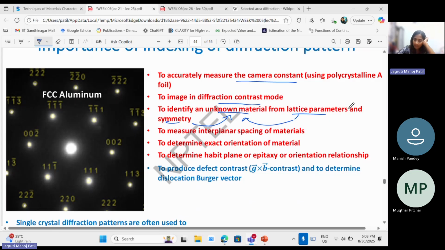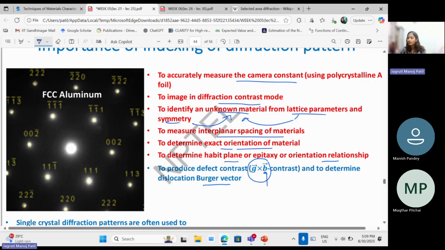And then they can measure the interplanar spacing of the materials, the exact orientation of it, which particular plane or axis it's following. Now you have this particular vector here, the cross product of two vectors, and that will tell you about the dislocation contrast. This is called the dislocation Burgers vector, or Burgers vector. So this particular B is for the Burgers vector.